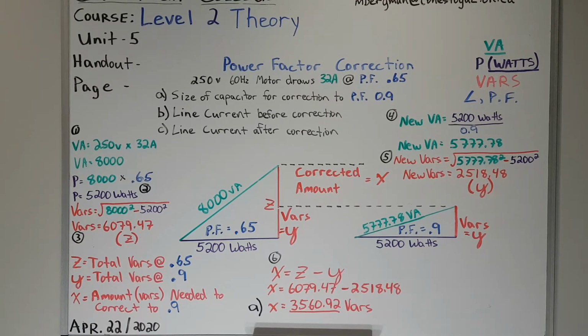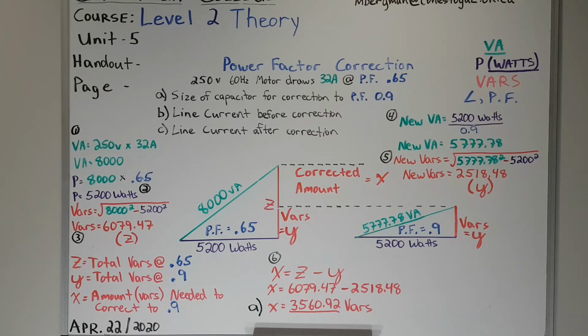So let's look at step 3. VARs equals Pythagorean theorem, 8,000 squared minus 5,200 squared, our VA squared minus our watt squared. Our VARs equals 6,079.47. We're going to call that value Z, okay? So we have all three sides of our uncorrected triangle applied, completed.